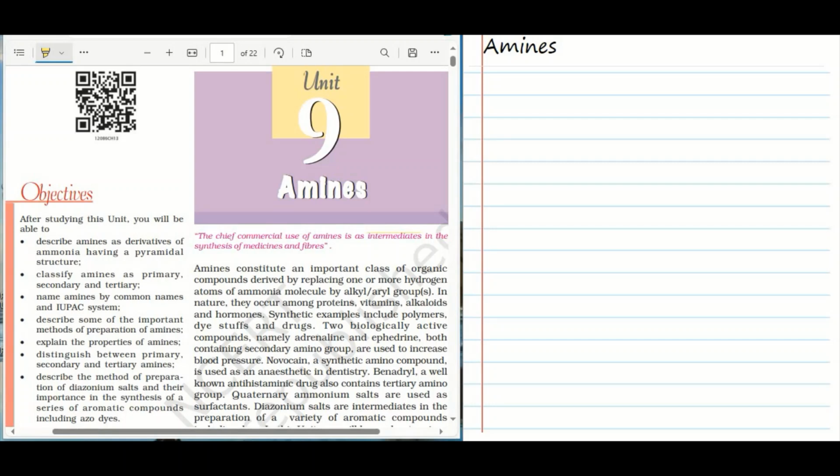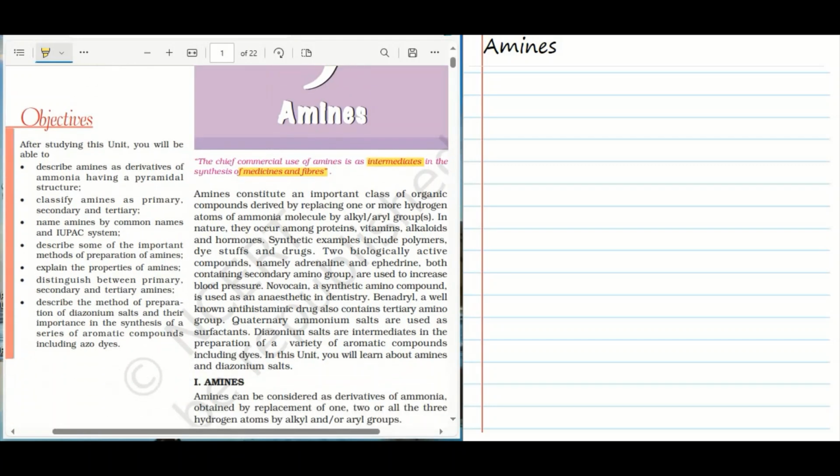Let's start amines. The chief commercial use of amines is as intermediates in the synthesis of medicines and fibers. Amines constitute an important class of organic compounds derived by replacing one or more hydrogen atoms of ammonia molecules by alkyl or aryl groups. In nature, they occur among proteins, vitamins, alkaloids, and hormones. Synthetic examples include polymers, dyestuffs, and drugs.